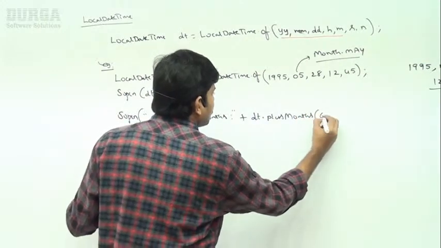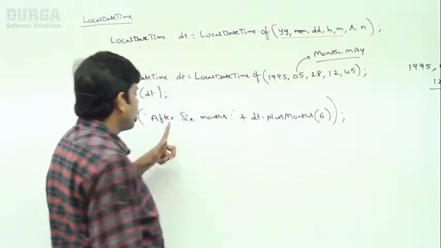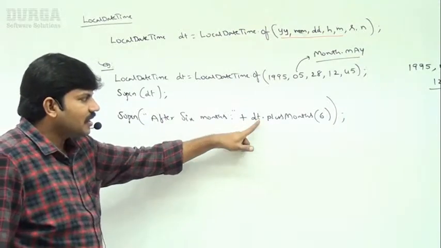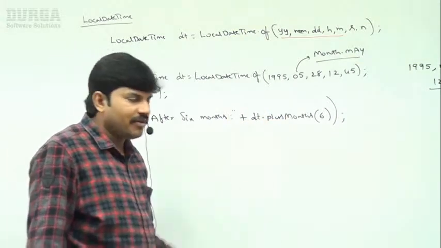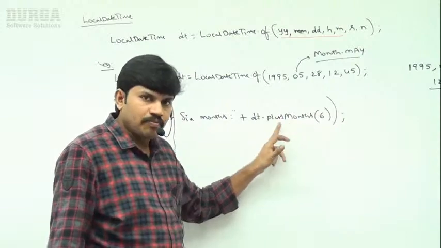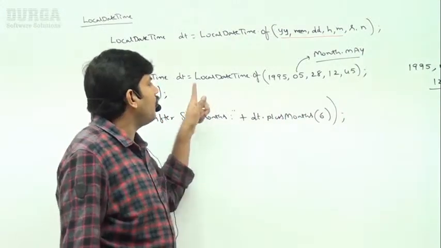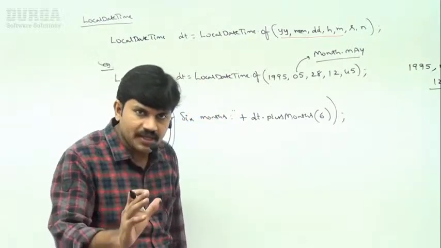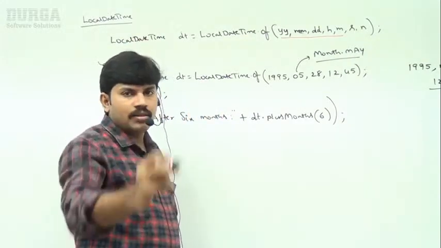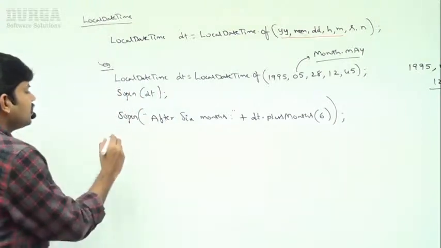How many months are you expecting? 6 months. Okay, after 6 months, it is dt plus months. In the same way, plus weeks, plus days. You can use multiple methods. If you open the LocalDateTime API, you can see all the methods, right? Okay, make sure.